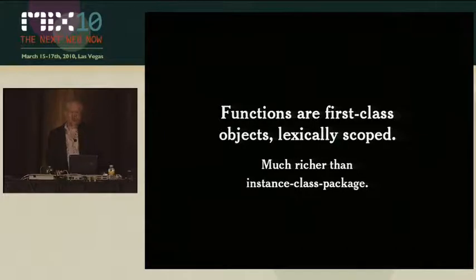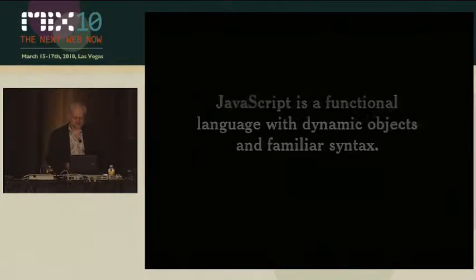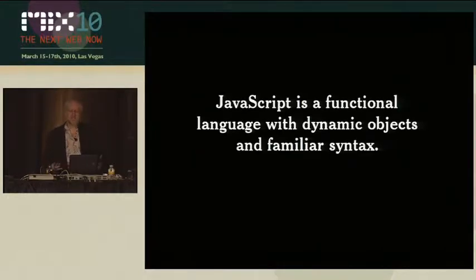This is much richer than the instance class package hierarchy that you've got in most classical languages. You can nest these things as deeply as you need, or as shallowly as you need. You're not stuck with this rigid three-tier hierarchy. And functions are much easier to write than classes. They're much more expressive, really great things. So what is JavaScript? JavaScript is a functional language with dynamic objects and familiar syntax. That's all it is. And that turns out to be an amazingly wonderful set of features.